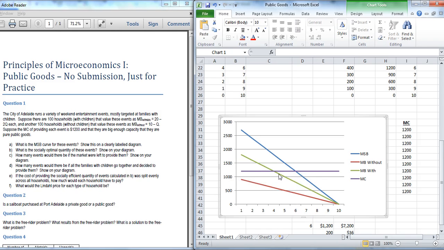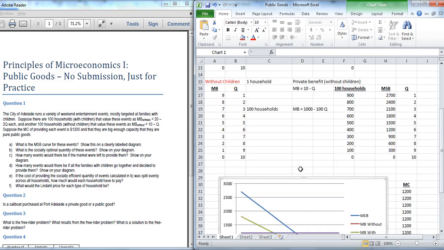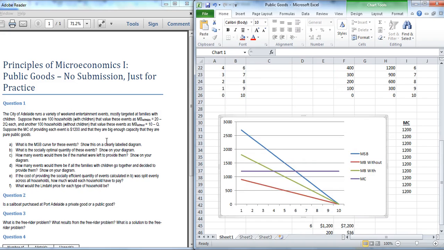Oh, by the way, before I get on to Part C, there is another way you can solve this. If you didn't want to just look at your diagram and say, hey, it's where these two lines intersect, there's a way you can solve this by calculating it. And that is, as I said, the socially optimal quantity is going to be at the point at which the marginal social benefit equals the marginal cost, right? Or in other words, marginal social benefit equals the marginal social cost.